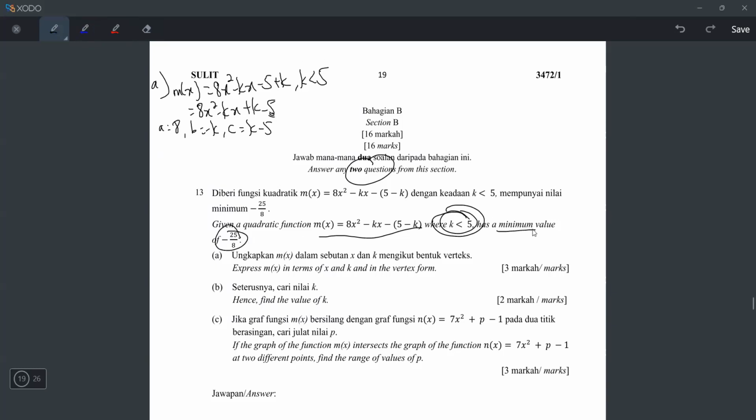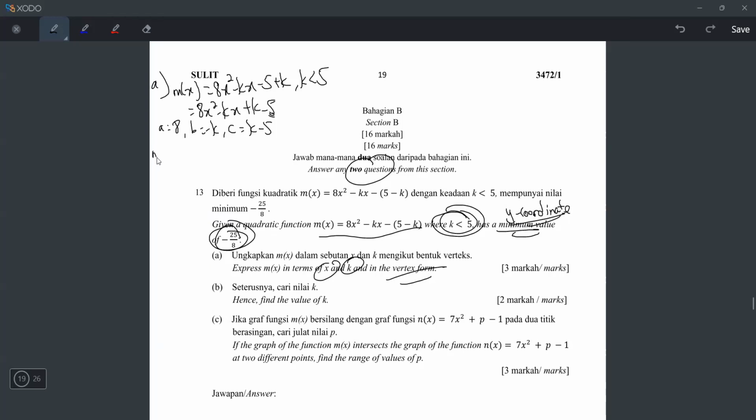So what is minimum value? Minimum value is the y coordinate of the turning point. Y coordinate, not x coordinate. So the y coordinate of the turning point of this equation is this. And then part A, they say express mx in terms of x and k in vertex form. So I have to change this to vertex form.